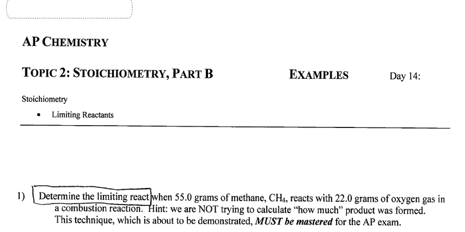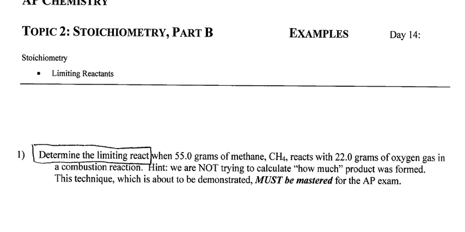Question number 1 says, determine the limiting reactant when 55 grams of methane reacts with 22 grams of oxygen gas in a combustion reaction. Now I put a side note on here. Hint, we're not trying to calculate how much product was formed. This technique, which I'm about to discuss, must be able to be demonstrated on the AP exam.